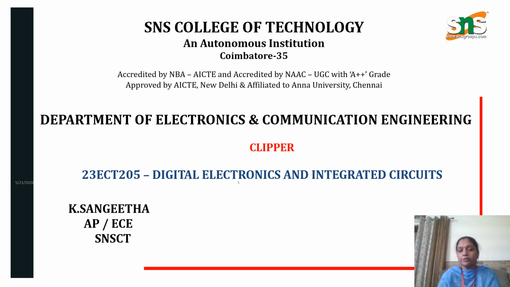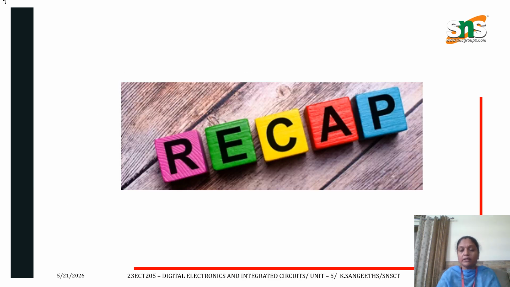So today we are going to discuss clippers. Let us have a small recap about the previous session. In the previous session, we discussed wave shaping circuits. Wave shaping circuits are electronic circuits that are mainly used to modify the input waveform into the desired output shapes. For example, in the last video session, we studied different types of wave shaping circuits, that is integrator and differentiator.